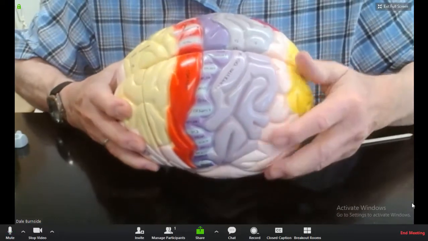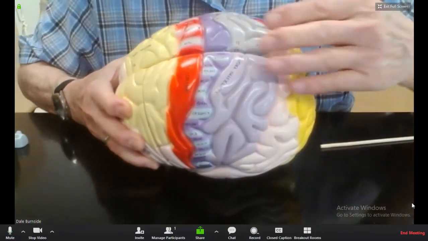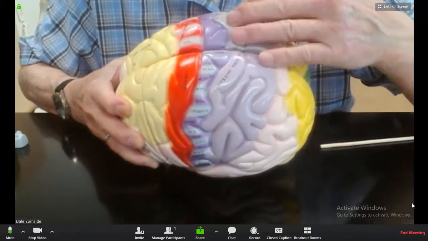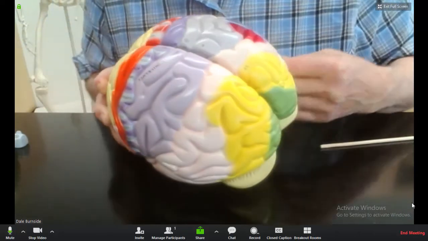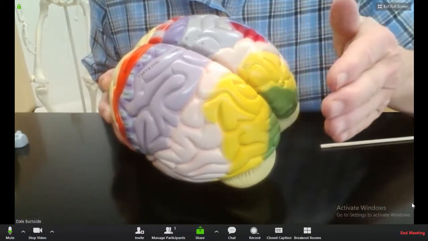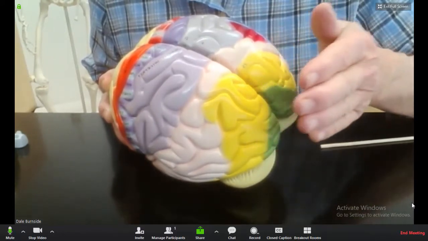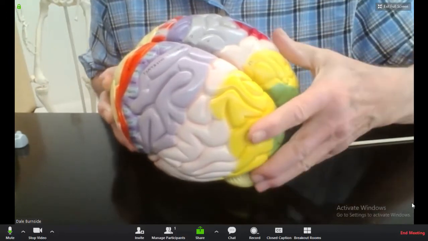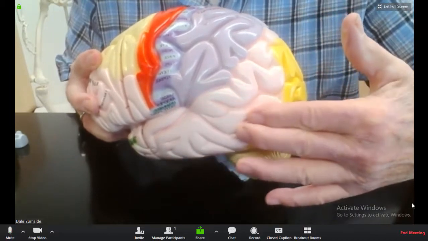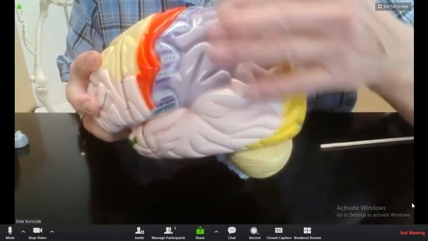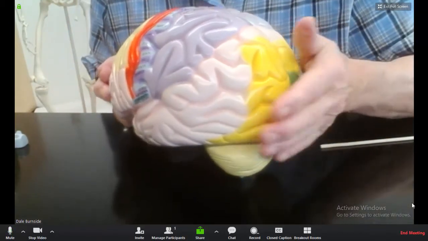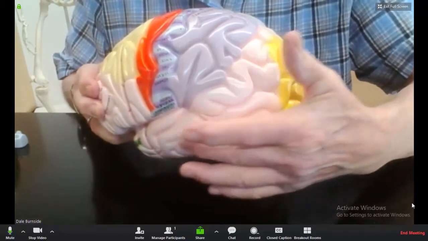The frontal lobe. And then this lobe back here, just like the parietal bones, these are called the parietal lobes. And then in the back here, you see the terminology is paralleling the skull. This lobe back here is called the occipital lobe. And then the lobe on the side is called the temporal lobe. So we've got frontal lobe, parietal lobe, occipital lobe, and temporal lobe.